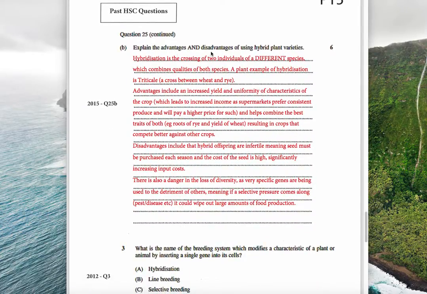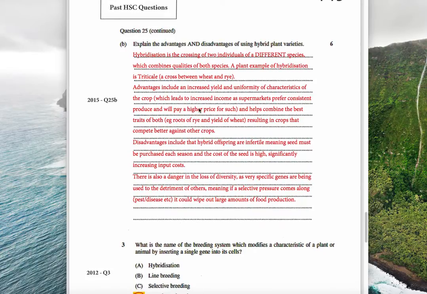This question, explain the advantages and disadvantages of using hybrid plant varieties, and it says explain. So hybridization is the crossing of two individuals of a different species, which combines qualities of both species. A plant example of hybridization is triticale, a cross between wheat and rye. And advantages include an increased yield and uniformity of characteristics of the crop, which lead to increased income as supermarkets prefer consistent produce and will pay a higher price for such, and helps combine the best traits of both. Example, roots of a rye and yield of wheat, resulting in crops that compete better against other crops. So this is important here for the explain, showing cause and effect.